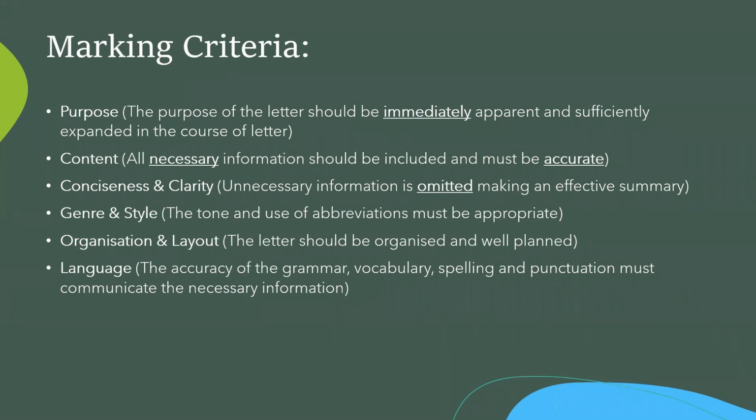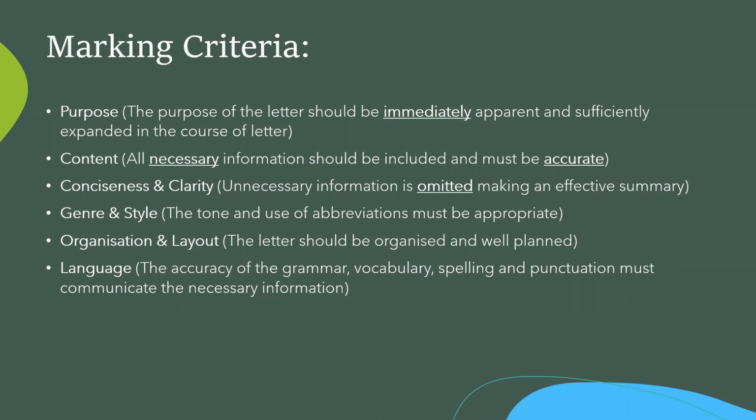Then conciseness and clarity. It is relevant to the previous point. Unnecessary information is omitted, making an effective summary, because the word count is limited. I think the word count is 150 to 200 here as well. No, I think the word count is not marked on this, but if you start writing each and everything that is given in the history, you will lose marks. Number of words is not important, but adding unnecessary information is not good and will result in losing marks.